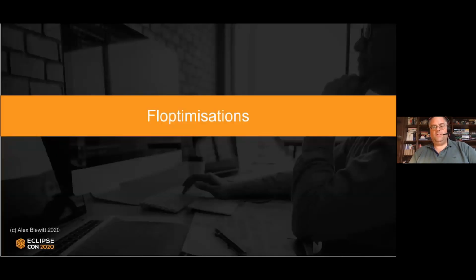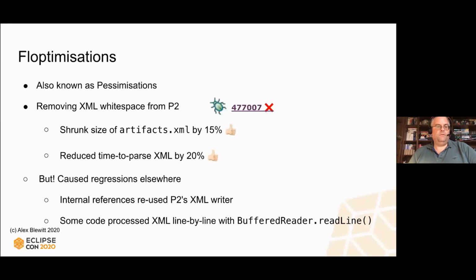Of course, not all is rosy. There have been some floptimisations on the way, also known as pessimizations. One of mine was I removed XML whitespace from the P2 artifacts file, which had some definitive benefits. It shrunk the size of the artifacts XML by 15% and reduced the time to parse the XML by 20%, which was great. But it caused regressions elsewhere.